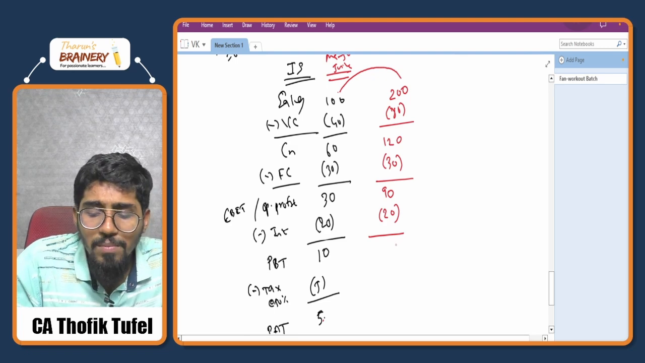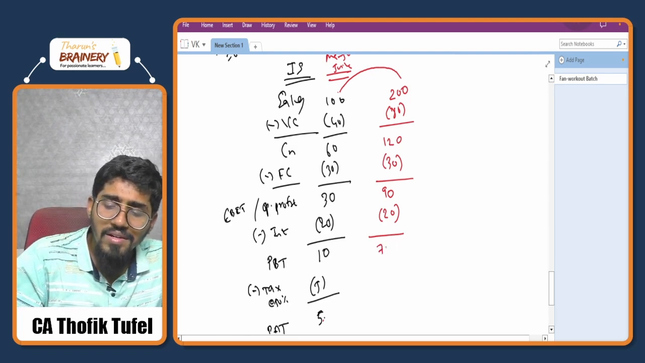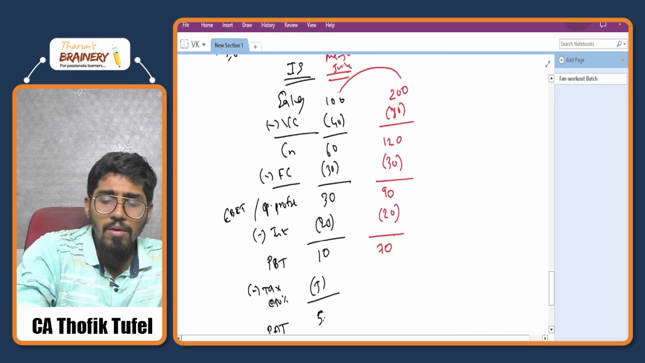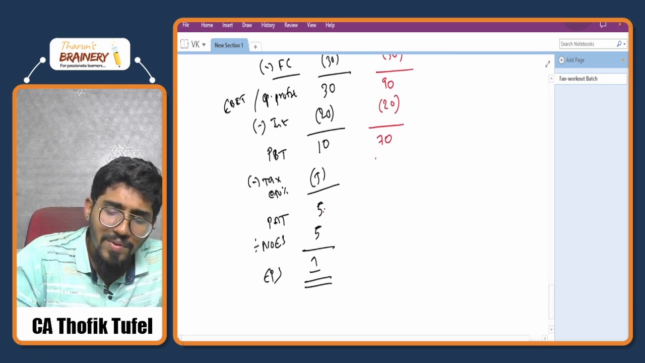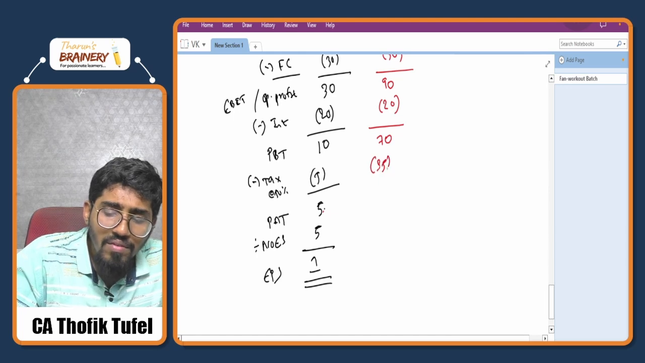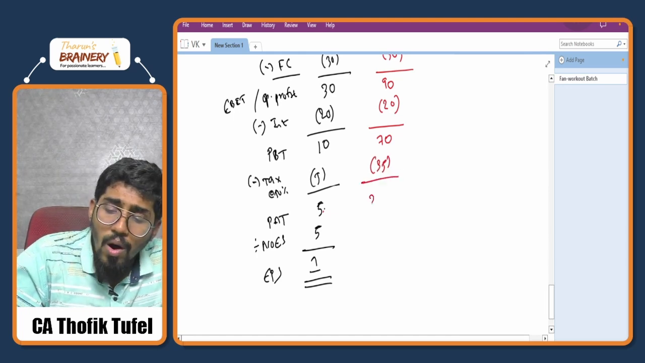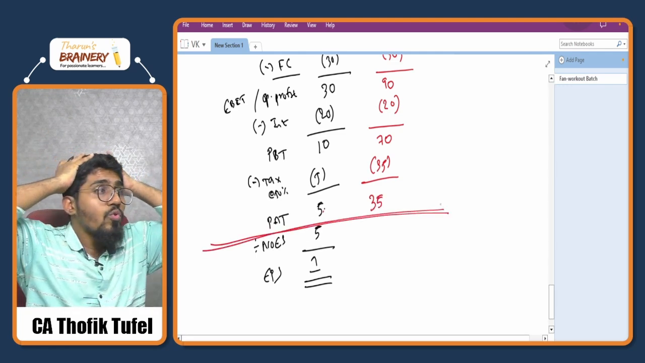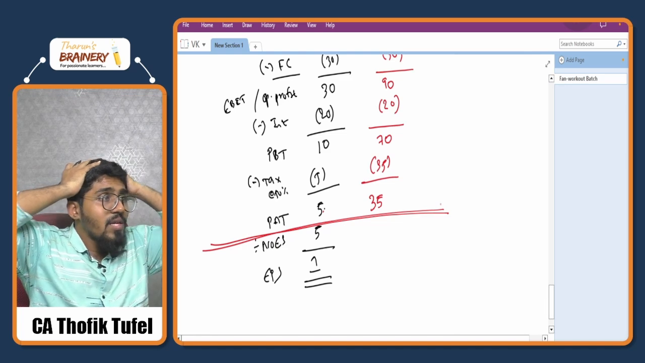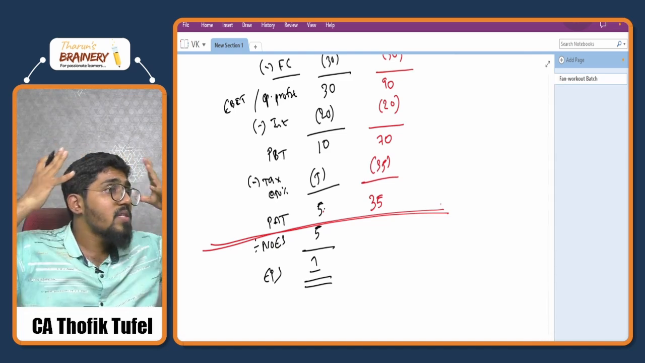How much is my profit? 70 rupees is my profit. Now from that I have to pay 50% taxes also, right? So 70 rupees is my profit, 35 rupees gone as taxes. What is my profit? 35 rupees is my profit. Understanding what is happening? 35 rupees is my profit.